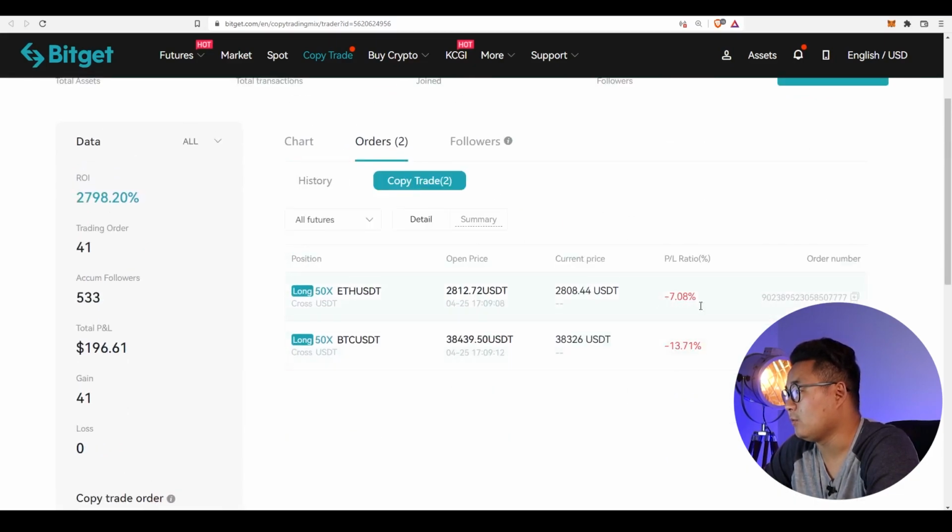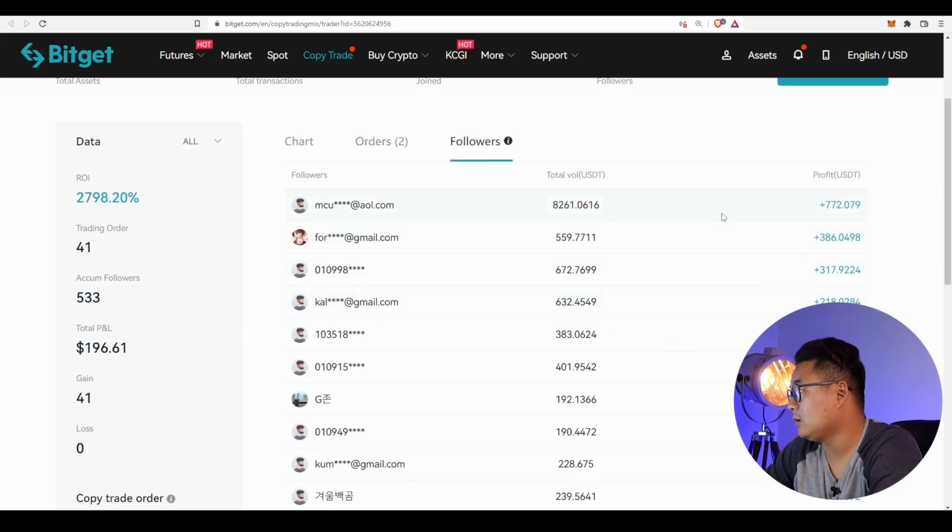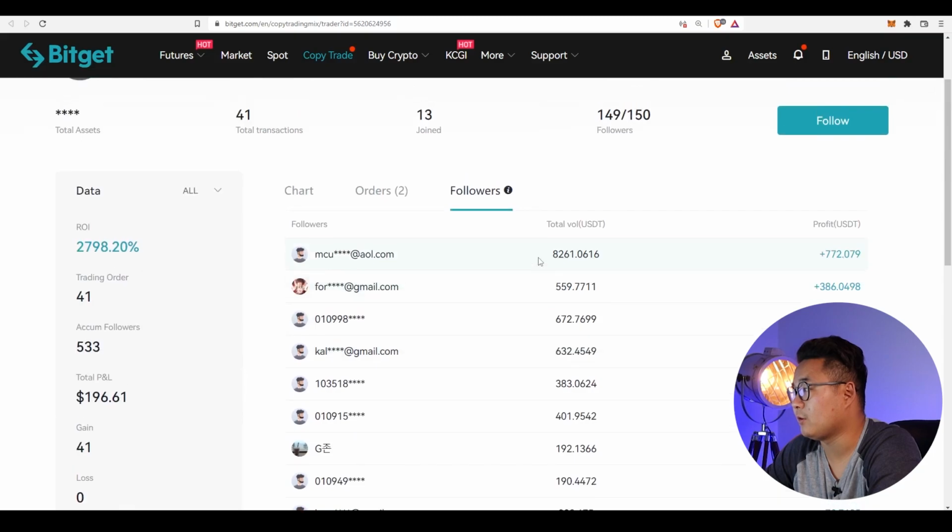Copy trade, where they're falling behind at 13%. Of course, this can be adjusted with DCAs and stuff like that. It won't always show a super high profit, of course. Okay, followers are showing a good amount of profit as well.